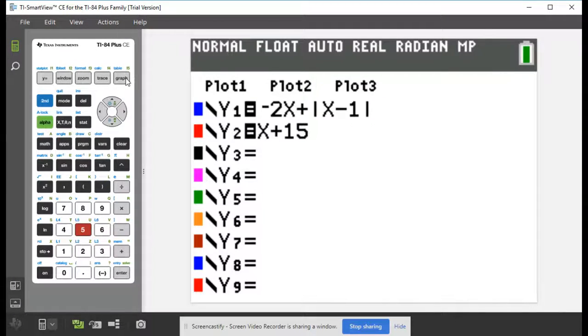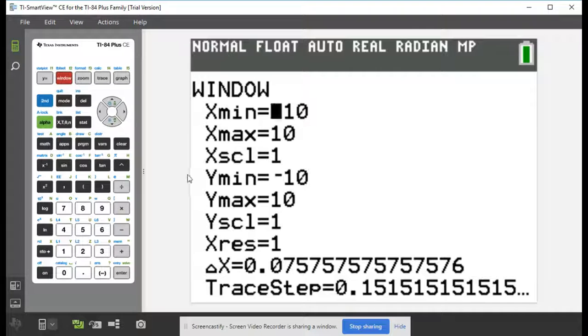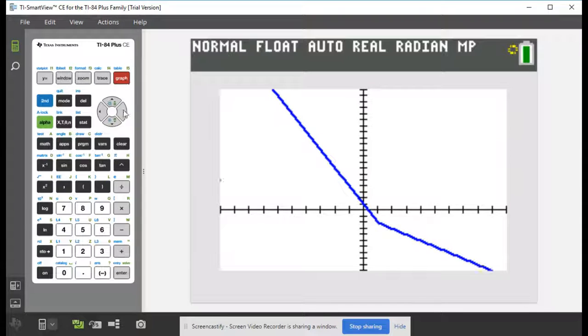Type graph. You will notice that the point of intersection is not visible on the screen, so it's important to see the point of intersection before attempting to find it, or you will receive an error message in your calculator. Type window, and we can adjust the window to go higher by changing our y max. So arrow down to y max, choose a number that is higher, and on your handout you'll see that I put 20. So 20 is a good y max. Type graph, and you can now see the point of intersection.